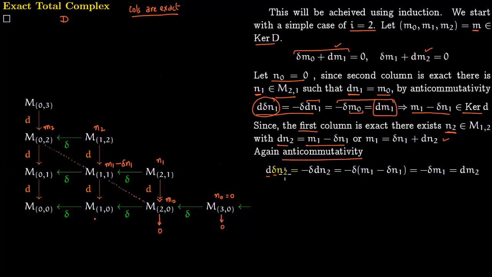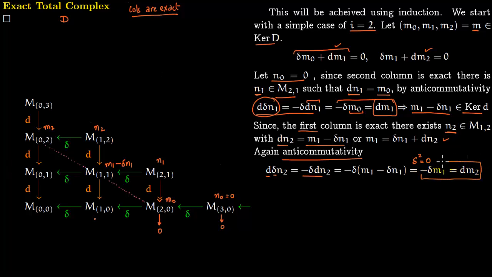First apply delta and then d for n2 is the same as first you apply d and then delta. So first you apply d and then delta, and anti-commutativity means you put a negative sign. So you get this. But now you already know this d of n2 is m1 minus delta n1. So you plug this in here, you expand it out, and you know that delta square is 0 because delta is a chain complex. It might not be exact, but it is a chain complex, so delta square would be 0. So you just get minus delta m1 is equal to d of m2.